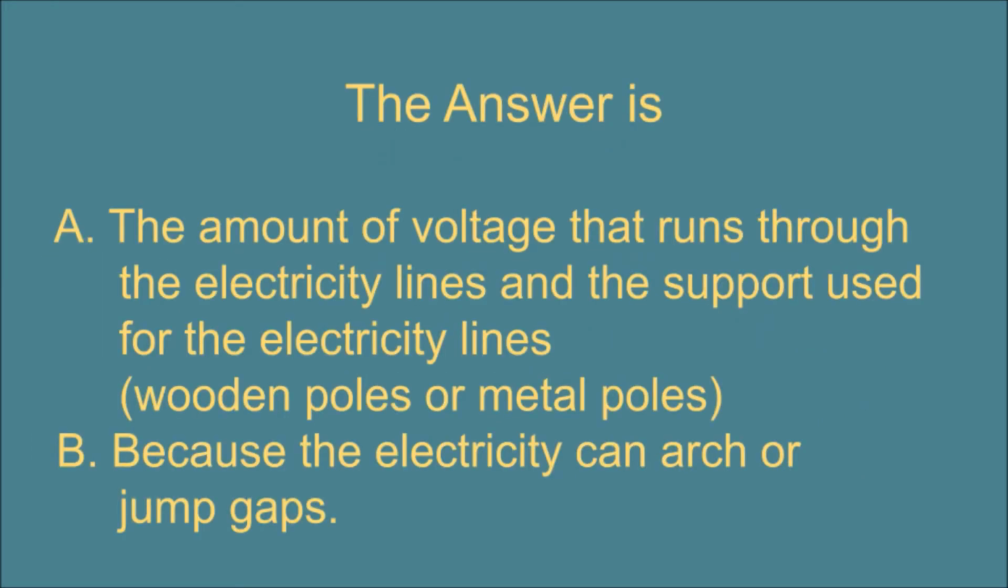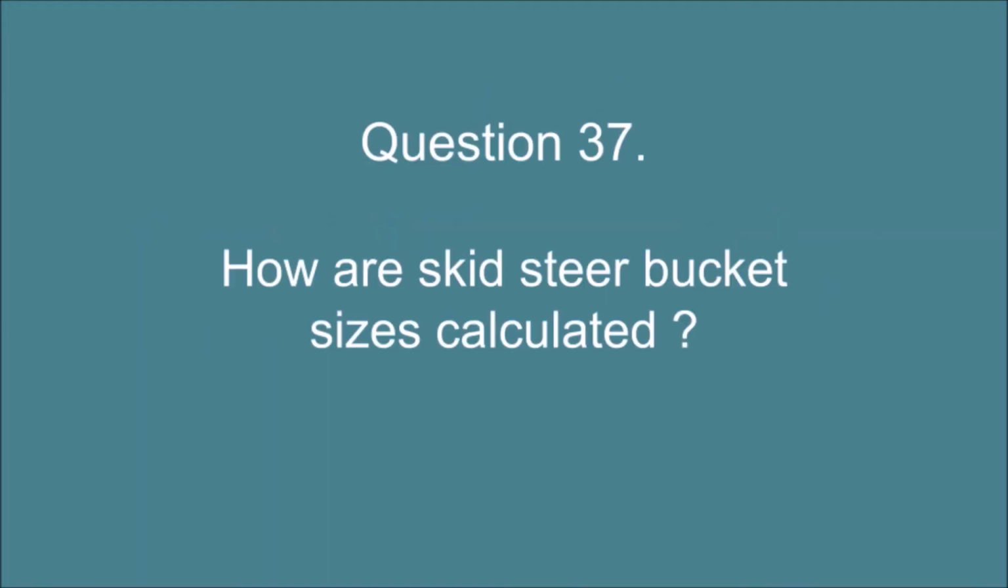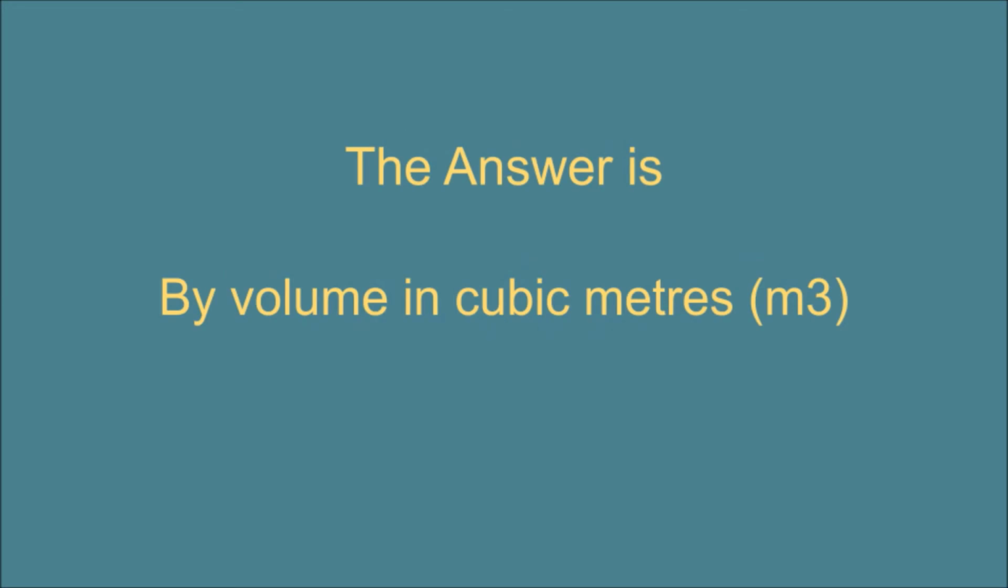The answer is: A. The amount of voltage that runs through the electricity lines and the support used for the electricity lines, wooden poles or metal poles. B. Because the electricity can arc or jump gaps. Question 37. How are skid steer bucket sizes calculated? The answer is: by volume in cubic meters, M3.